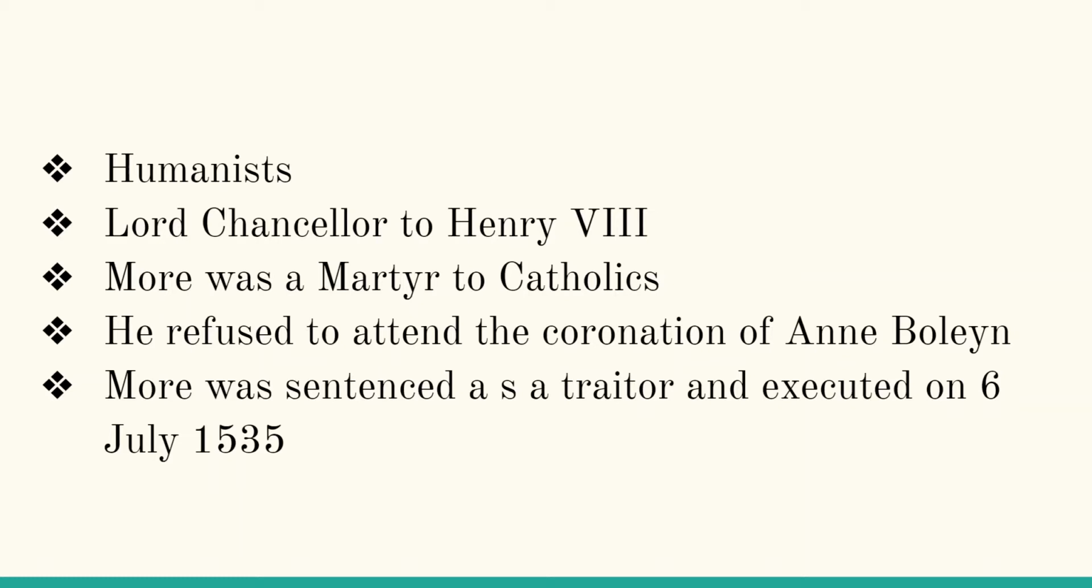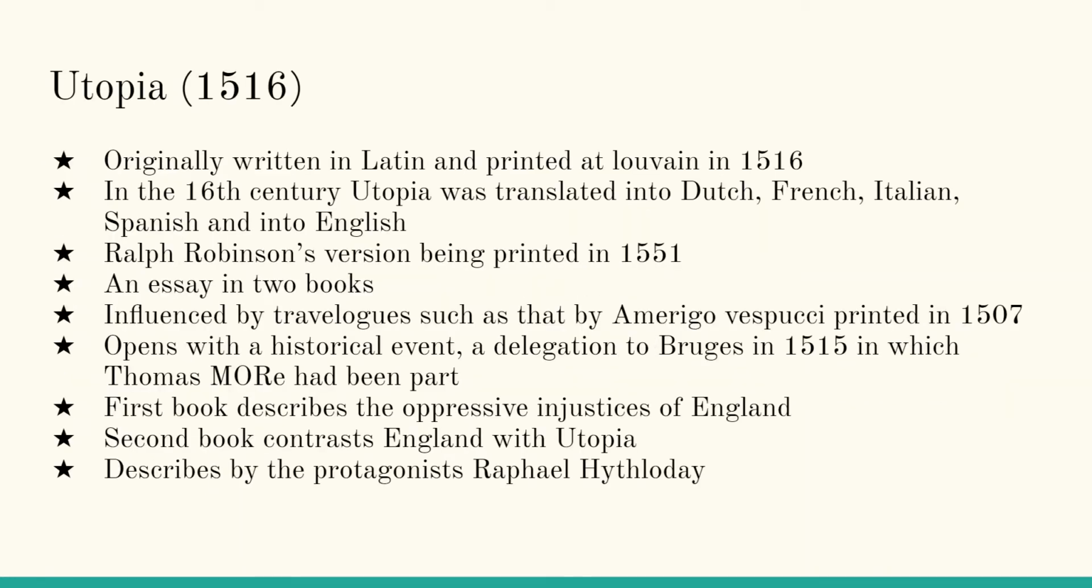Let's see his most important work, the famous work Utopia, 1516. Actually, it was written in Latin and later printed at Louvain in 1516. In the 16th century, Utopia was translated into Dutch, French, Italian, and Spanish, and also into English. Ralph Robinson's version is what we are looking into now, an English version that was printed in 1551.